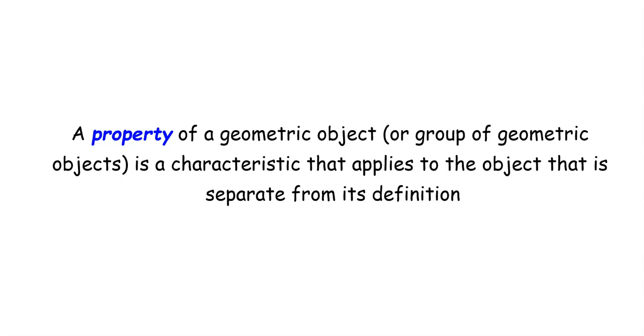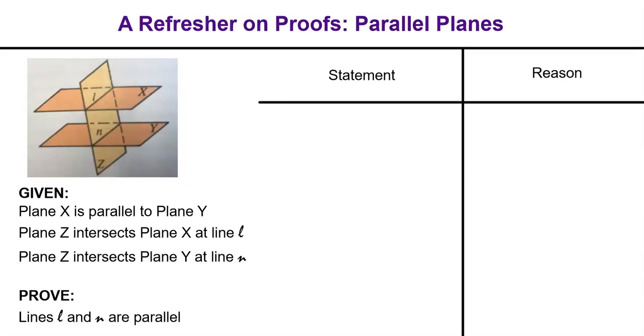As a part of this video, as we said, we're going to see the properties of corresponding angles and alternate interior angles when we have parallel lines and transversals. But first, we're going to do a quick review of proof and talk about lines in parallel planes.